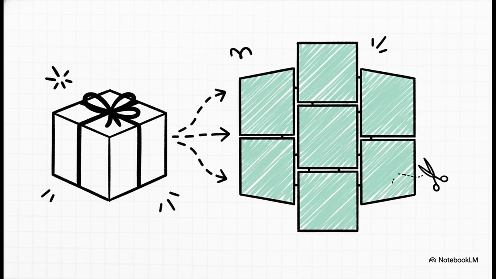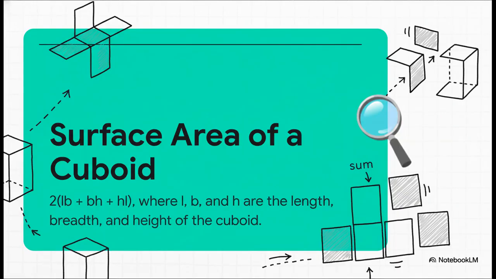Well, what you're asking for is its surface area. And the absolute easiest way to think about it is to imagine you could carefully cut the box along its edges and just lay it out completely flat. So when you unfold that box, what do you see? It's just made of 6 simple rectangles, right? You've got a top and a bottom, a front and a back, and 2 sides.